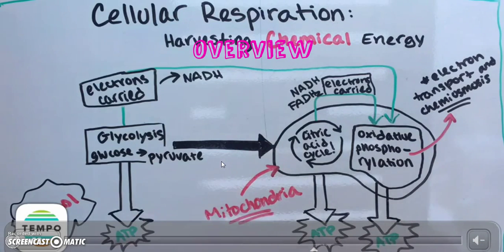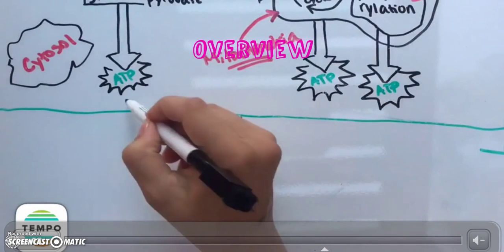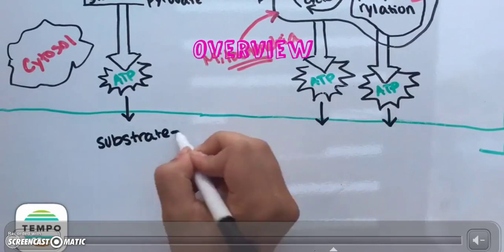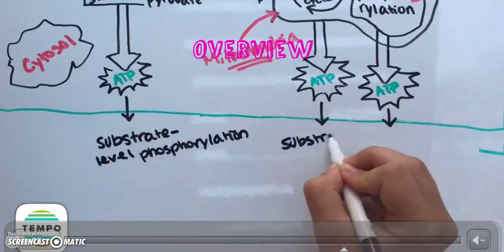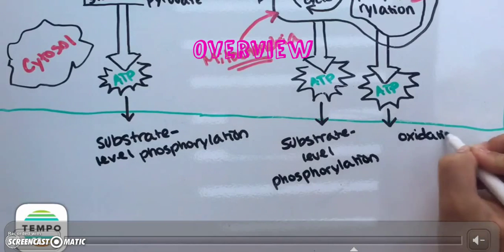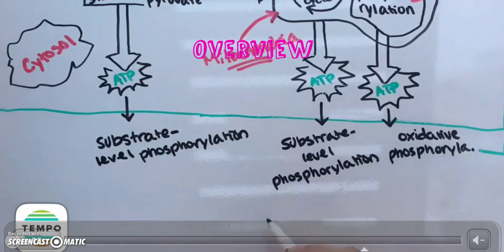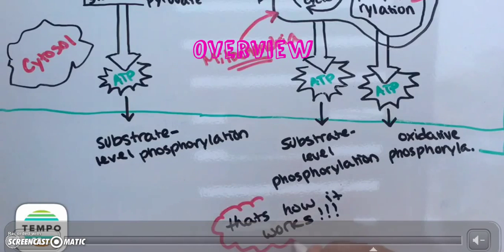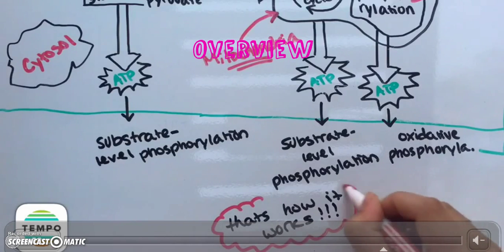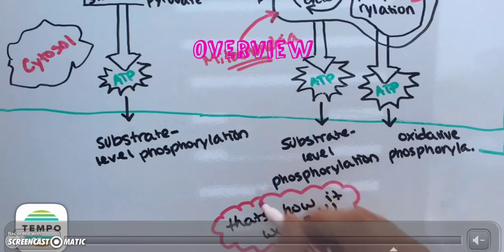We want to remember too that each of these processes are going to make their own amount of ATP, obviously the electron transport chain having the most. And these are done through substrate level phosphorylation. And the electron transport chain is going to be done through oxidative phosphorylation. So that's how it works.